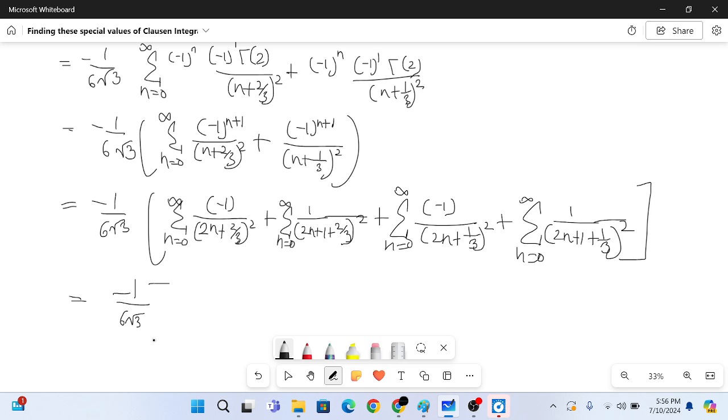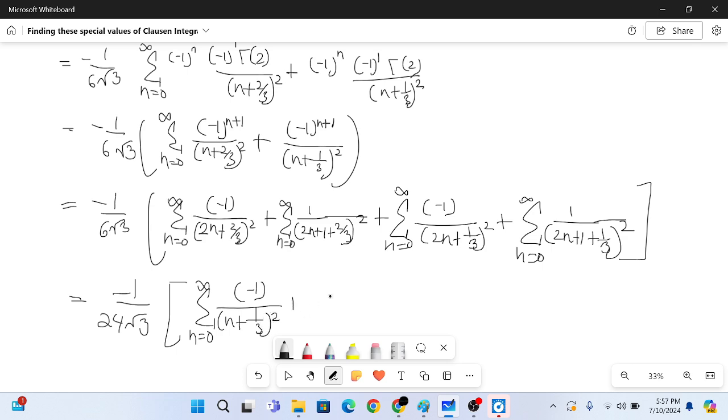And then this can be written as, okay, now first of all I can take 1 by 4 common first. Let me do that first. So that over here I have minus 1 by 24 root 3. After that we will have sum from n equals 0 to infinity of minus 1 by (n plus 1 by 3) square.